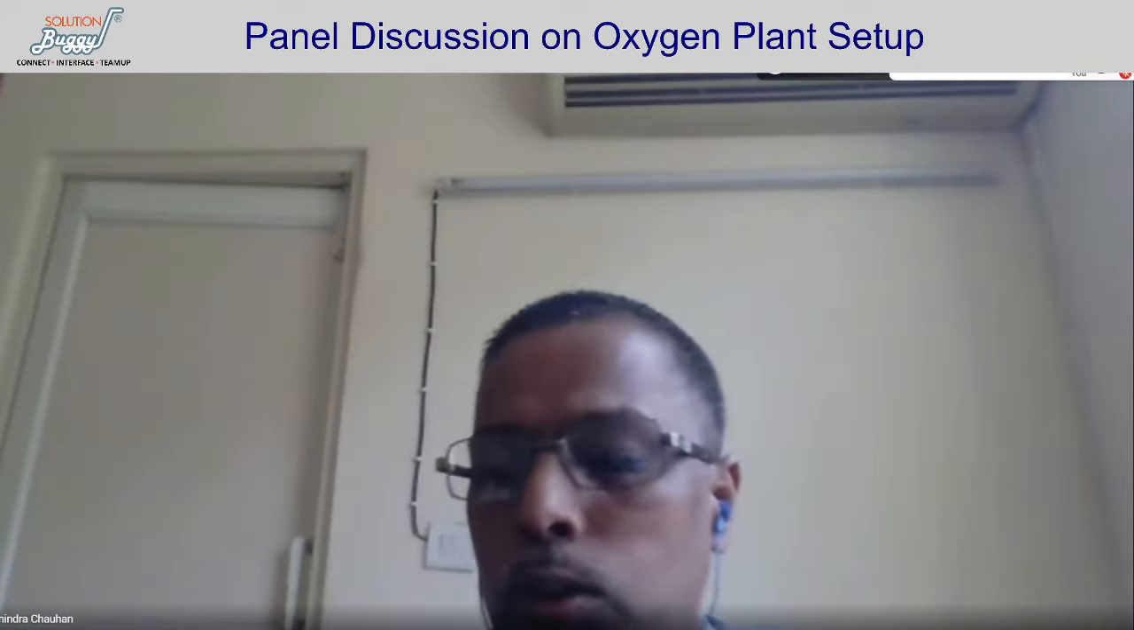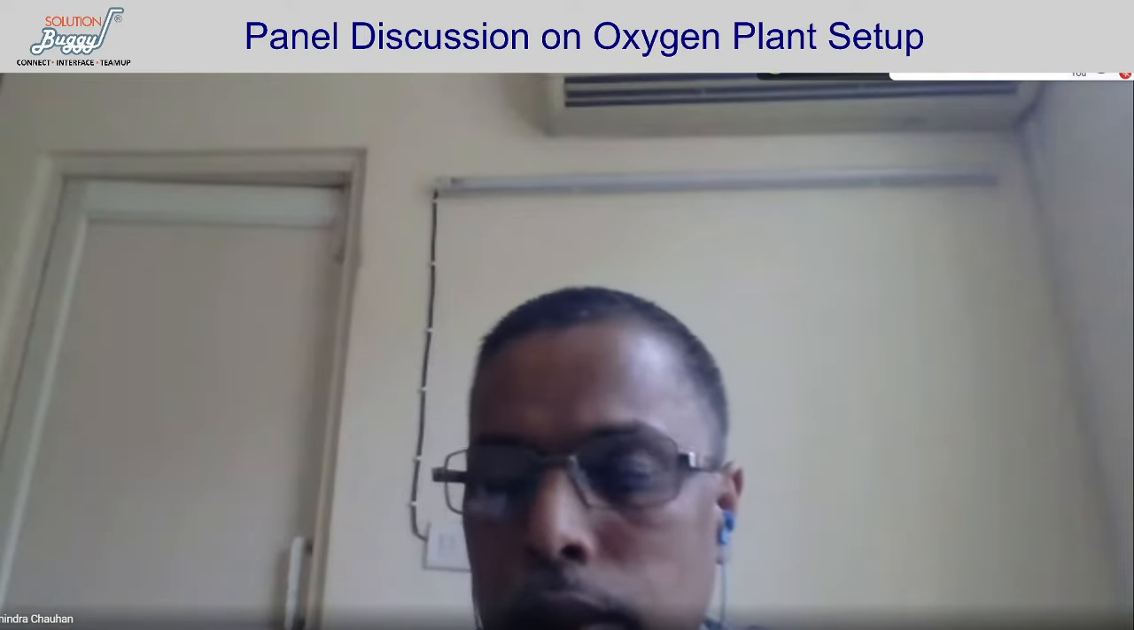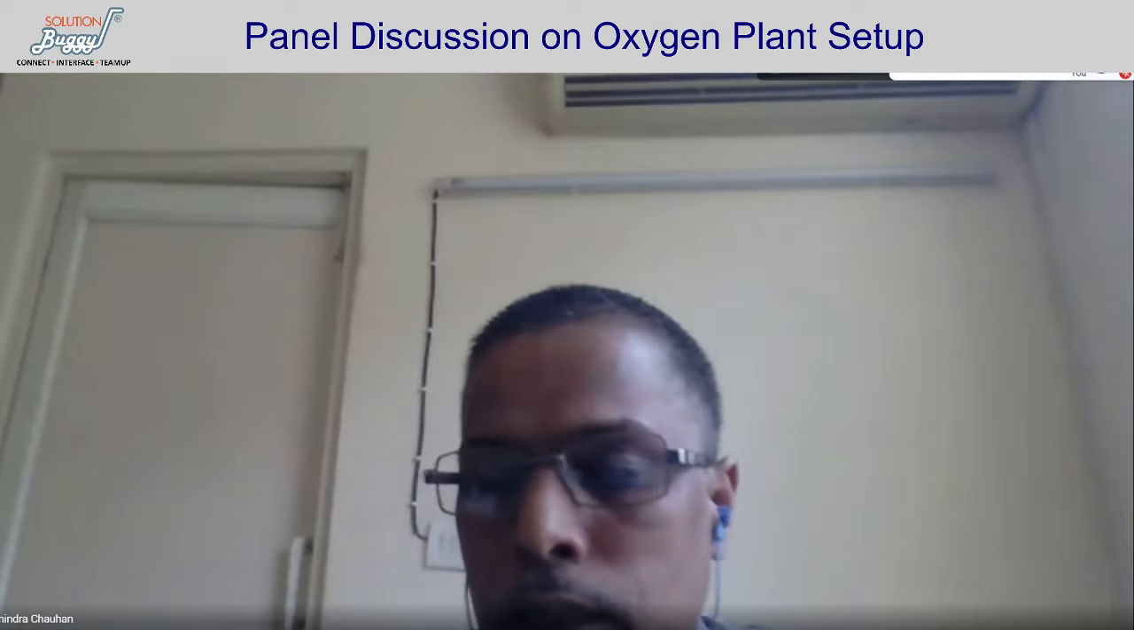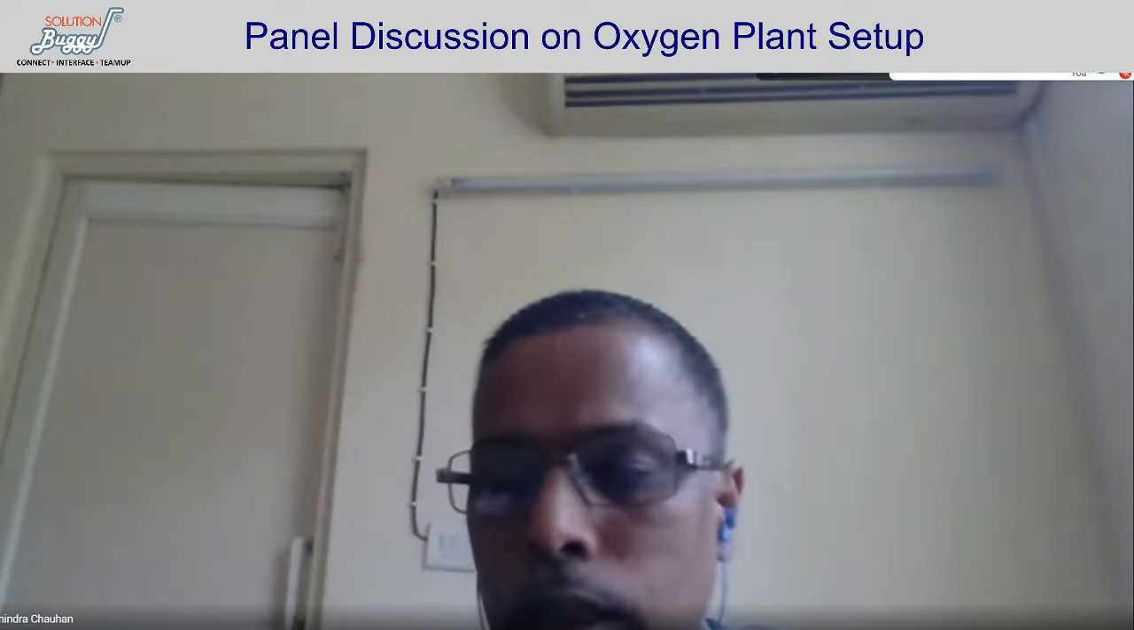Second one is ASU, air separation unit, or cryogenic process. This one is used normally nowadays. Raw material is air only. Air is cooled up to liquid level, oxygen liquid level, and separated into oxygen and nitrogen.